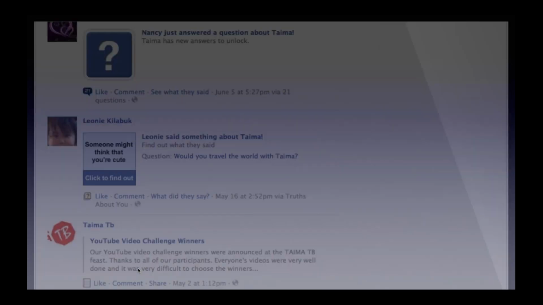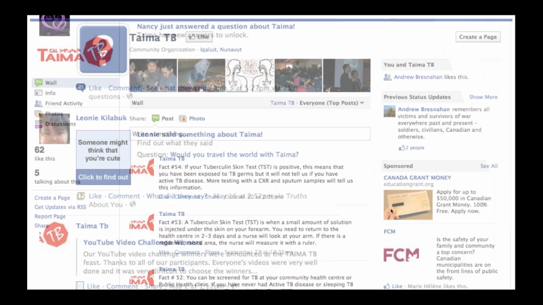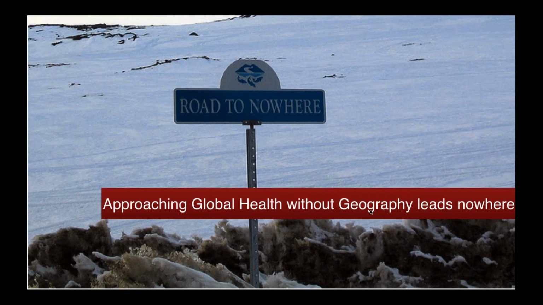When it came to the Facebook page, when it was originally posted, they did it wrong. They set it up as a person, so people started to like tuberculosis or think they're cute. When they eventually set it up as a proper group, most people who were following it were researchers and healthcare providers, not the actual people living in overcrowded conditions or in the jail. So all this to say is that when you approach global health without geography, it kind of leads nowhere.